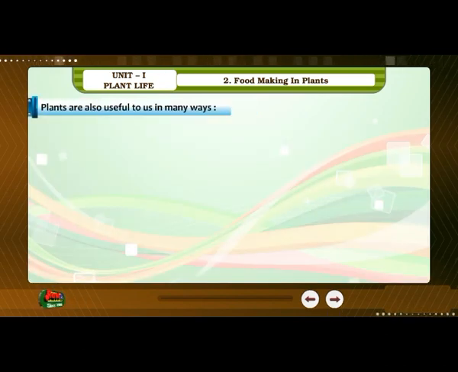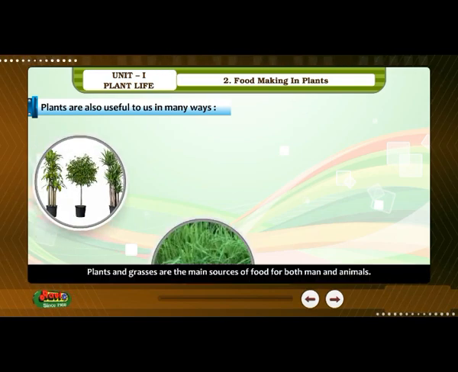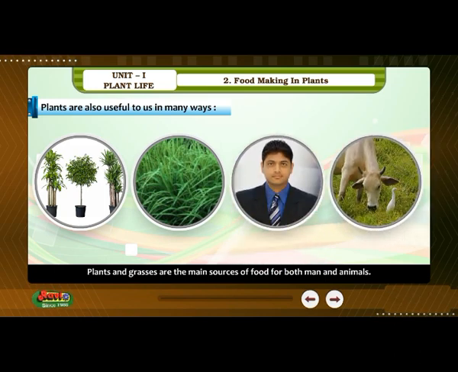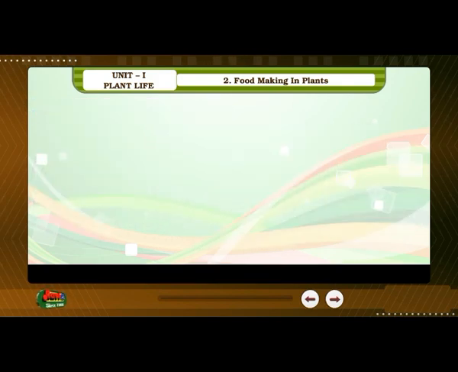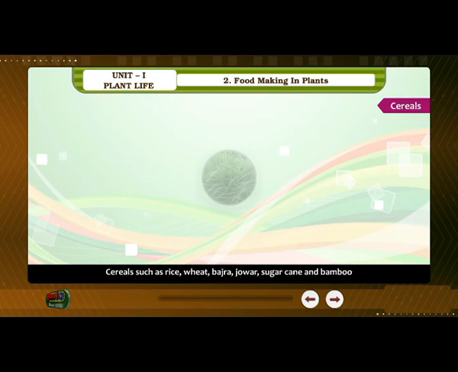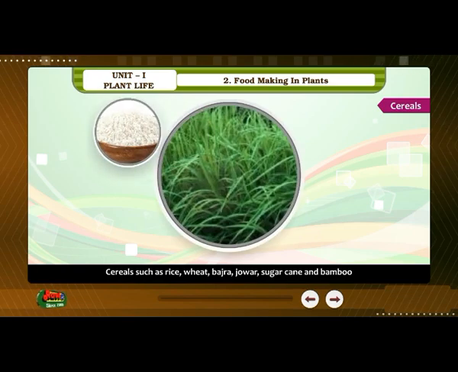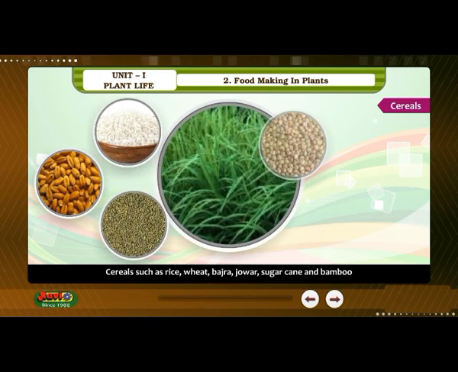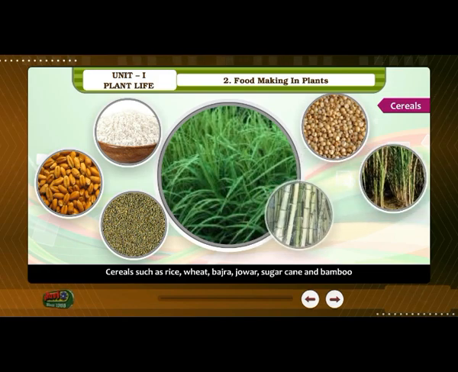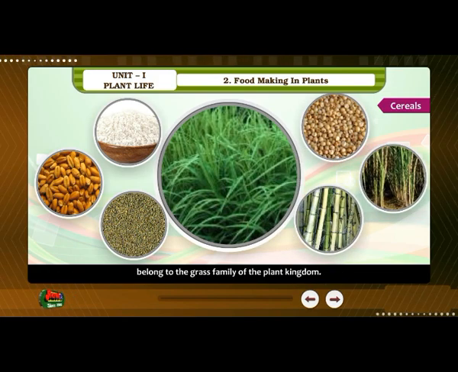Plants are also useful to us in many ways. Plants and grasses are the main sources of food for both man and animals. The food which we eat basically comes from plants of the grass family. Cereals. Cereals such as rice, wheat, bajra, jowar, sugarcane, and bamboo belong to the grass family of the plant kingdom.